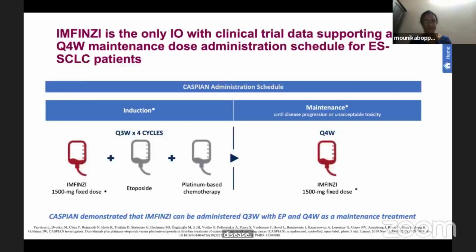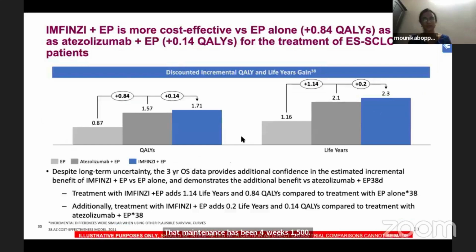There was no disease elsewhere. So durvalumab is the only IO with clinical trial data supporting a 4-weekly maintenance dose administration schedule for extensive stage SCLC patients. So when we are giving induction, we give it 3 weekly along with chemotherapy, and after that, maintenance is every 4 weeks, 1500 mg. So that is more convenient for the patient also.